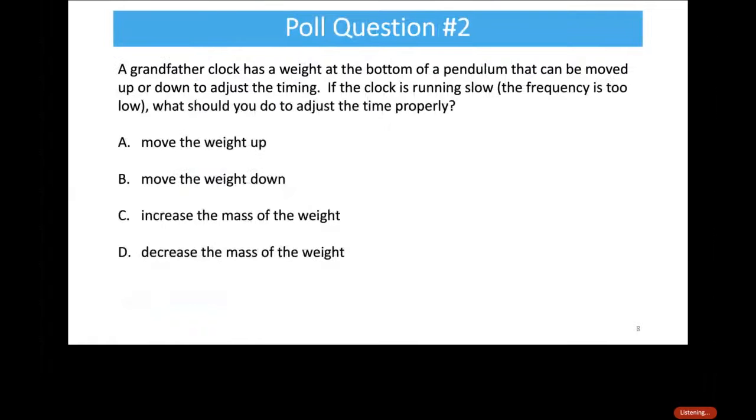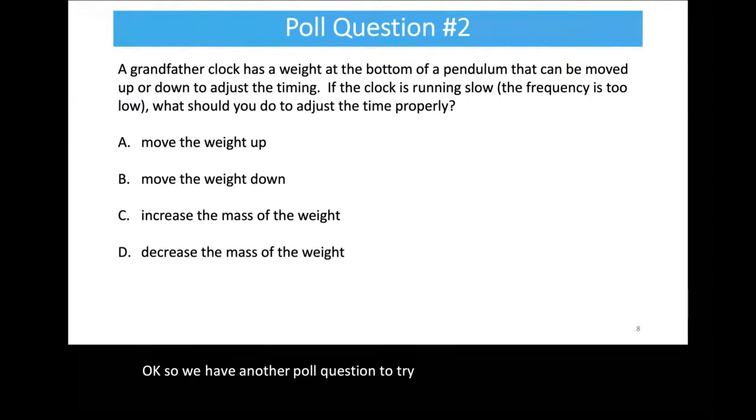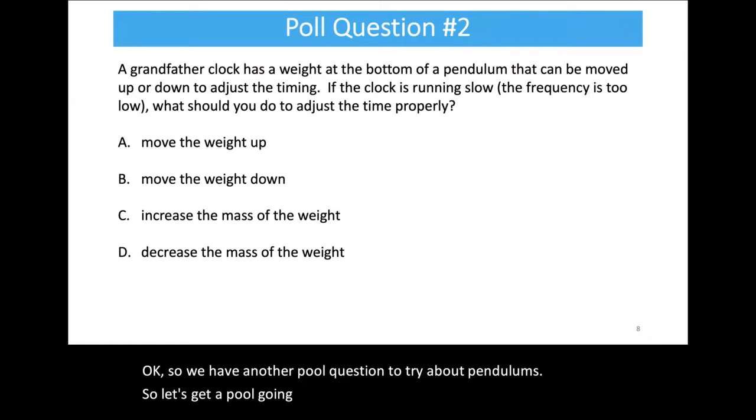Okay, so we have another poll question to try about pendulums. So let's get a poll going. We got 4 choices again.